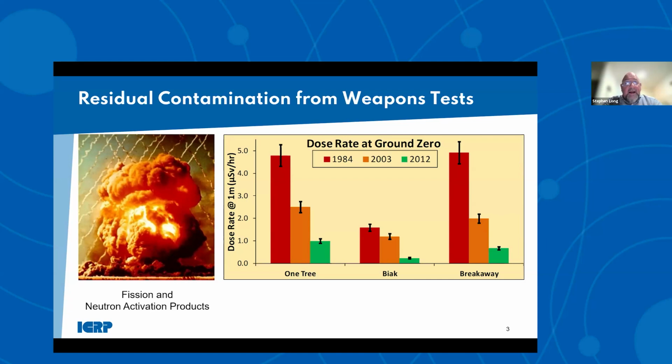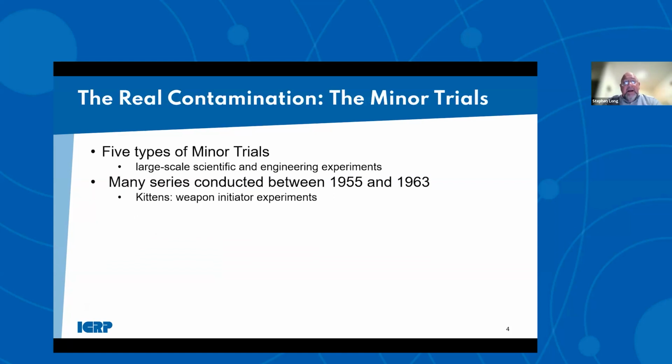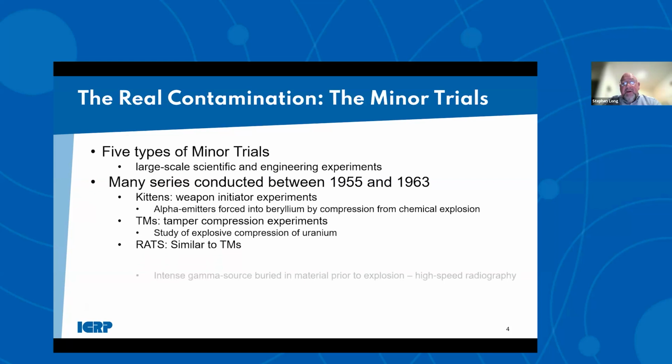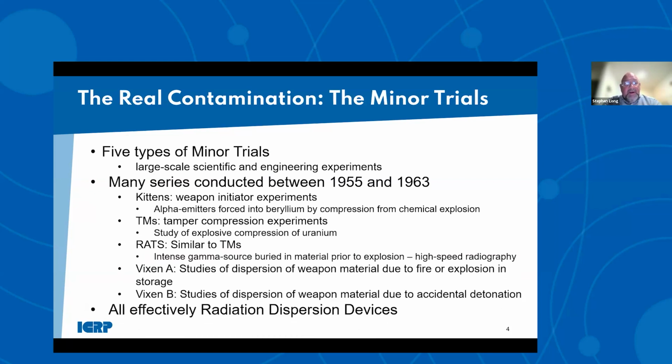And that's why throughout the rest of this talk, I won't be talking much about the Montebello Islands and Emu, because radioactive decay and their remoteness meant that no remediation was required at those sites. The real contamination occurred at Maralinga due to the so-called minor trials, which were large-scale scientific and engineering experiments to develop and improve the engineering of the weapons. These were conducted between 1955 and 1963.